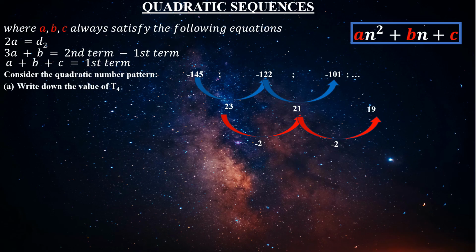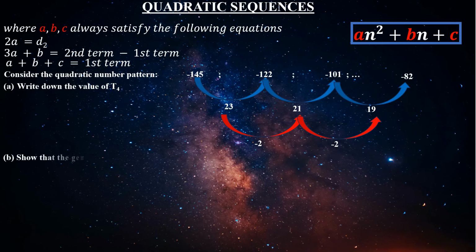Now we're just going to add 19 to negative 101. If we do that, negative 101 plus 19 gives us negative 82. So that is T4.